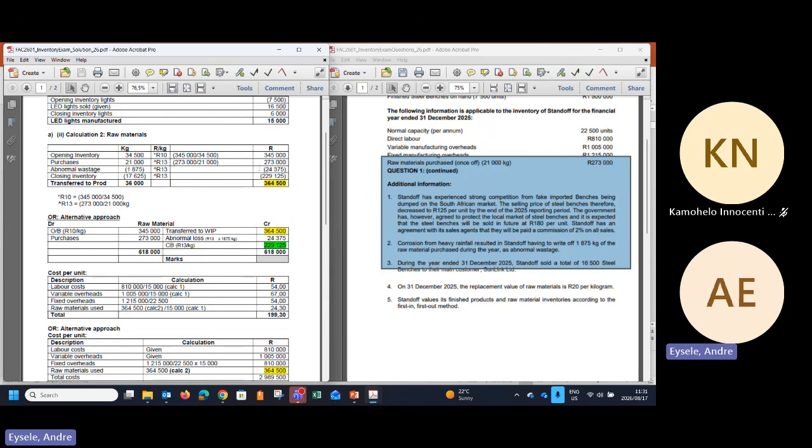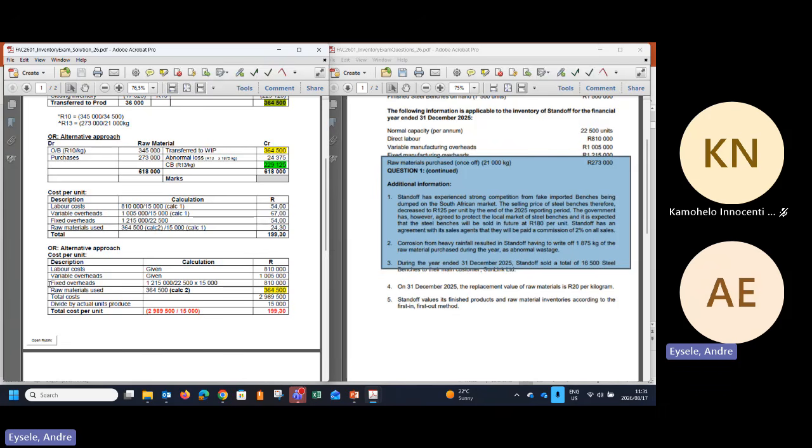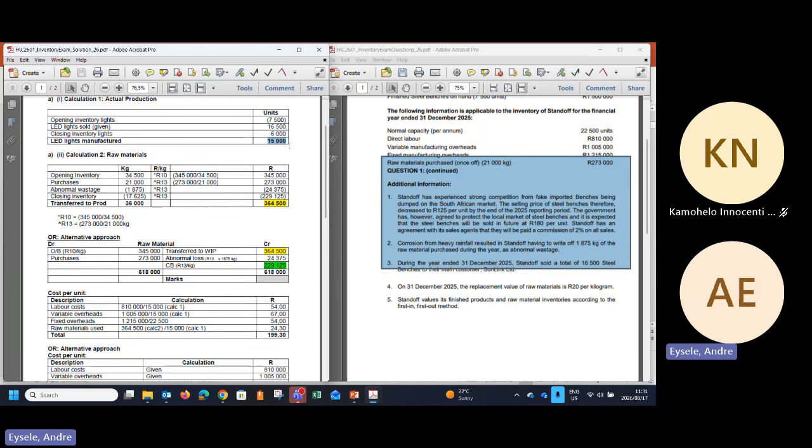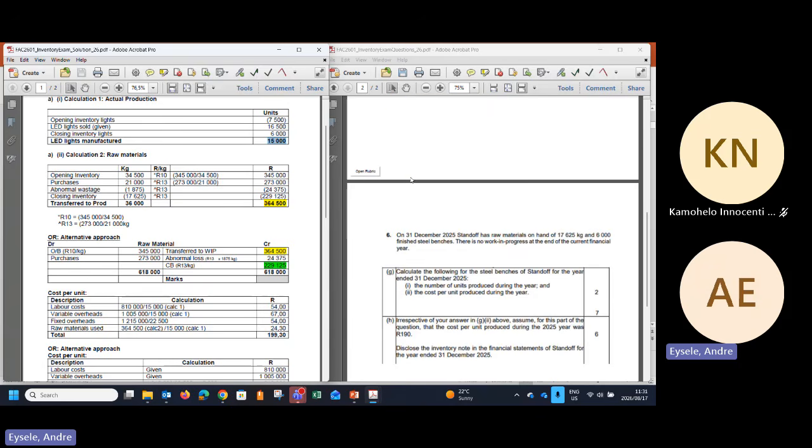Less the wastages. Remember, the theory tells us that we cannot take abnormal wastages into account. We need to deduct that. And then we can transfer 364,500 Rand to work in progress. That is your raw material. The raw material used in this scenario is 364,500 for 15,000 benches. So we've manufactured 15,000 steel benches that we calculated in number one. That is the amount of benches that we manufactured for the year.